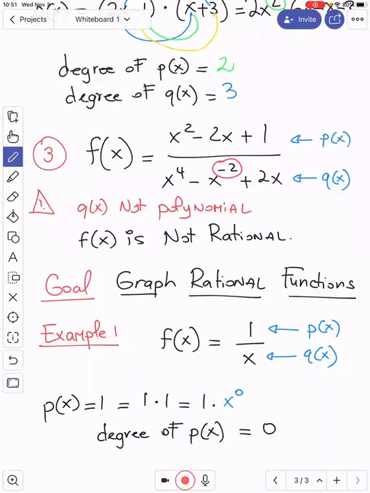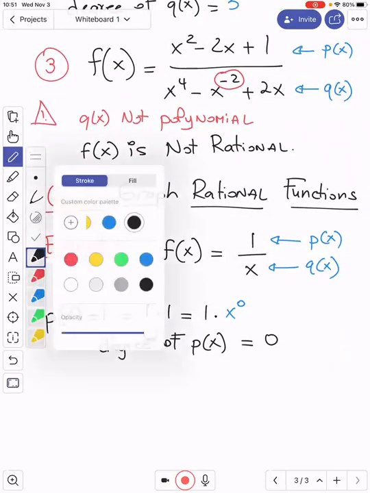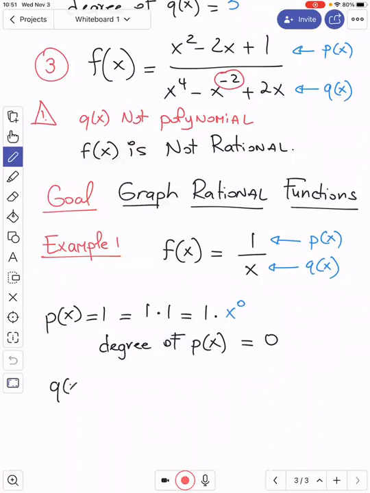Okay, so the degree of p is 0. Yeah, so then 1 is a constant, it's a polynomial, right? We said that would be a polynomial of degree 0. Q of x, of course, is x, and x is just x to the power 1. It's not power 0, it's power 1, right? So then the degree of q is 1.